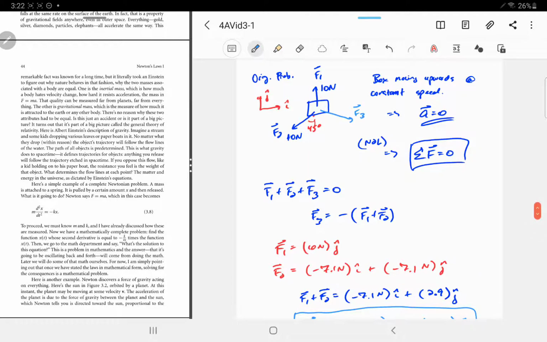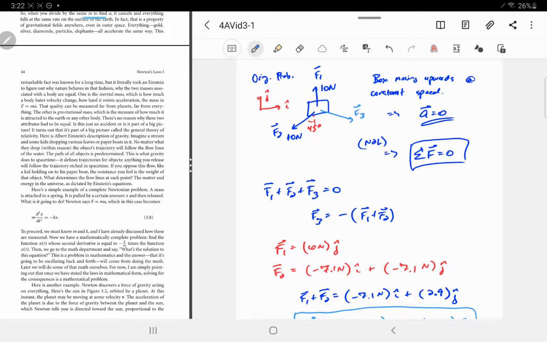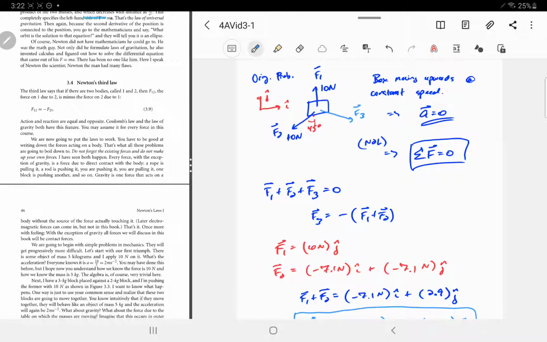Okay, so we'll be continuing. More on the spring force in a couple of videos, but the next video we'll be talking about Newton's third law.